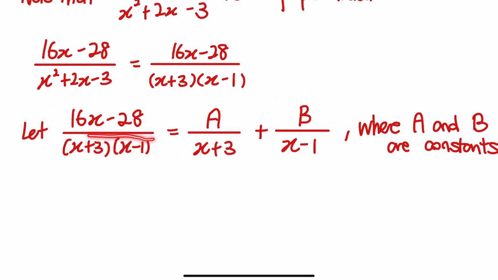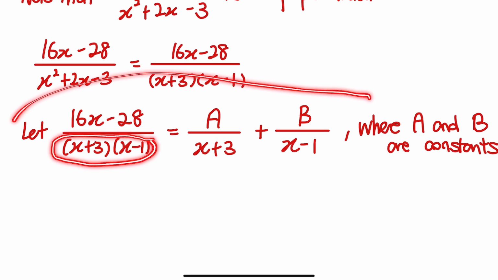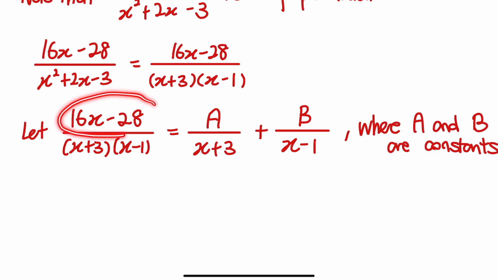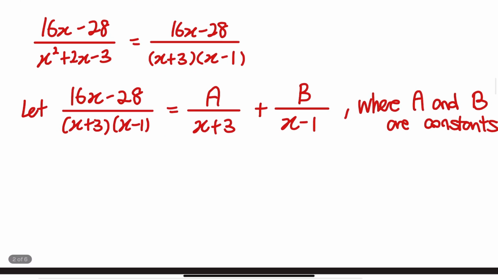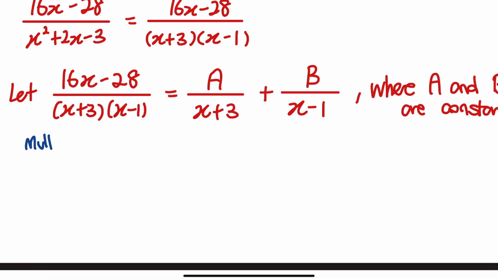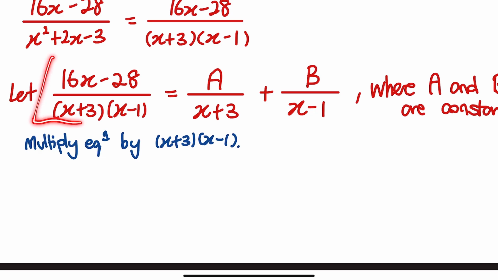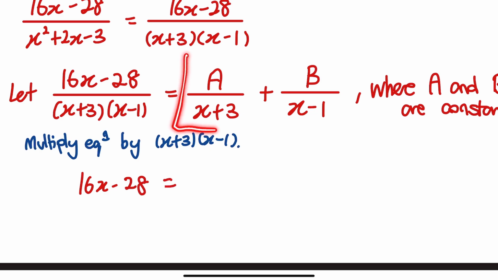If I multiply x plus 3 times x minus 1 to the entire equation, my left side, the denominator will completely disappear because I multiply everything by x plus 3 times x minus 1. So let's put this into words. I write down clearly: multiply the entire equation by x plus 3 times x minus 1. So therefore, my left side now will just become 16x minus 28.